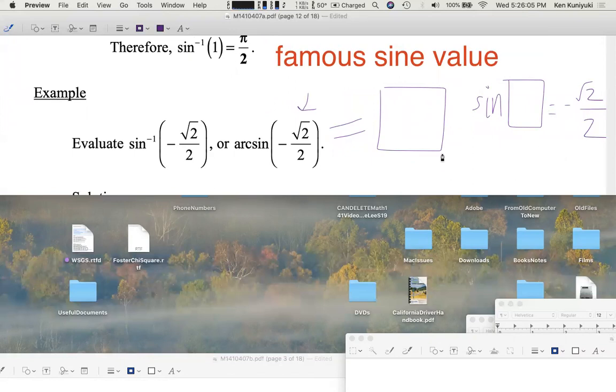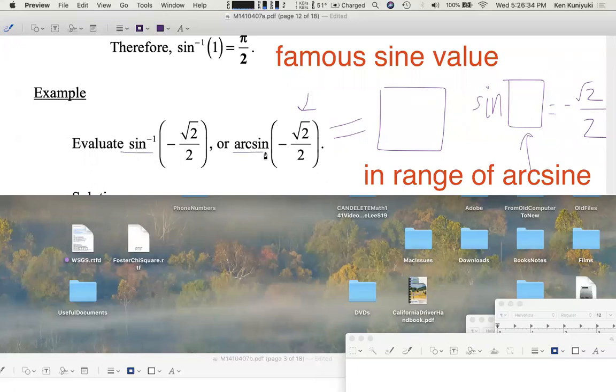And it has to be in the range of the inverse sine function, or arc sine. So two conditions here. The sine value has to be negative root 2 over 2, and it's got to be in the range of inverse sine or arc sine. 20 seconds, go.